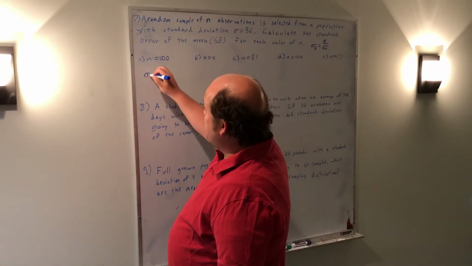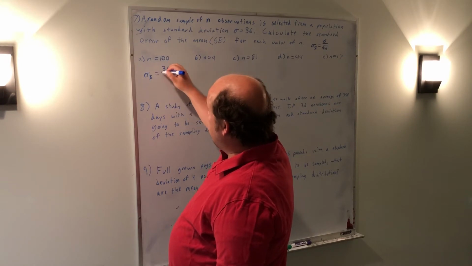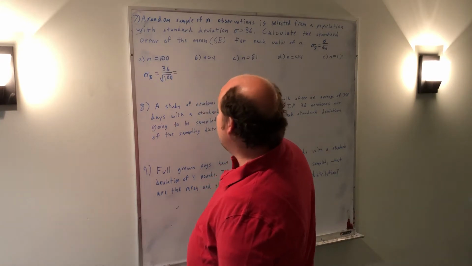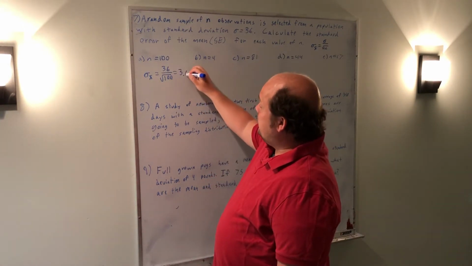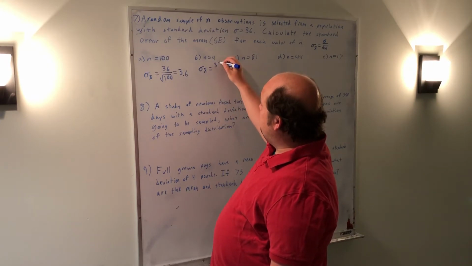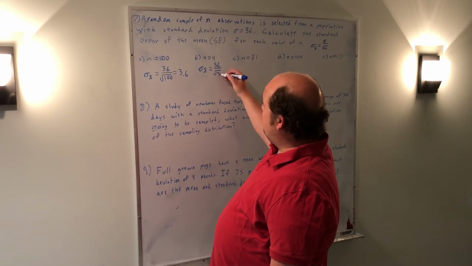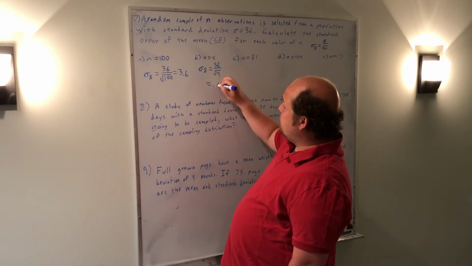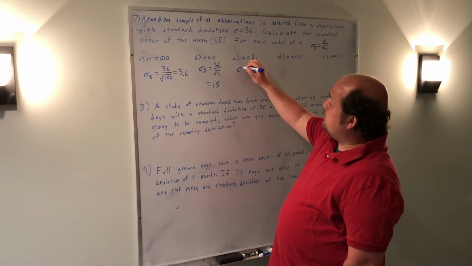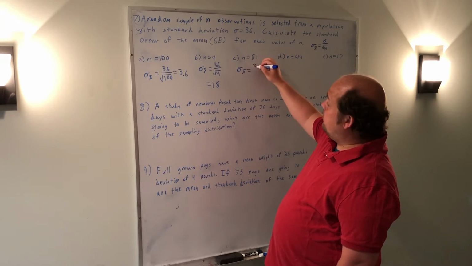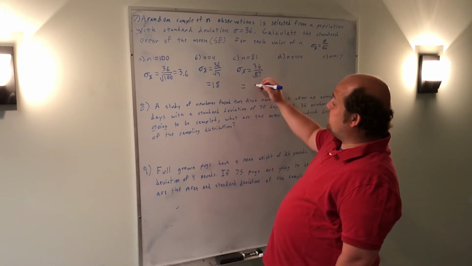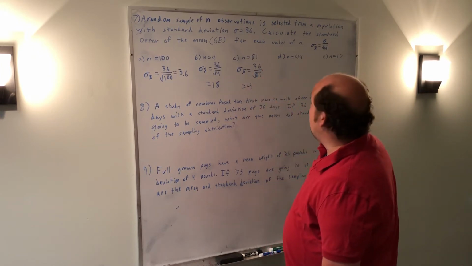That means that here sigma sub x bar equals 36 divided by the root of 100. If I put that in my calculator, it's really going to become 36 divided by 10, which is 3.6. For part B, sigma sub x bar equals 36 over the root of 4. The root of 4 is 2. 36 over 2 gives me 18. For part C, sigma sub x bar equals 36 over the root of 81. Root of 81 is 9, so this becomes 36 over 9, which is 4.